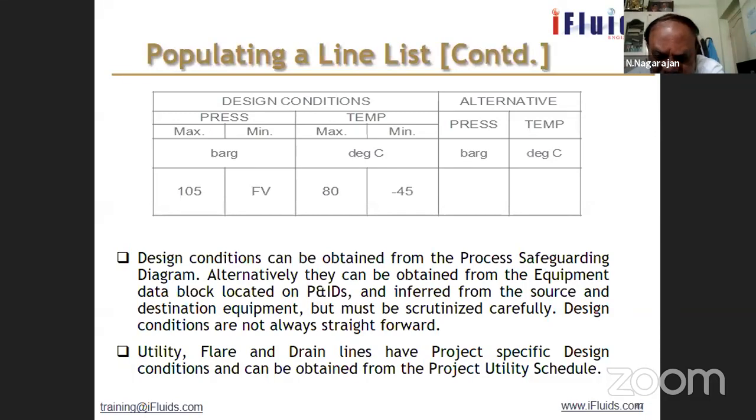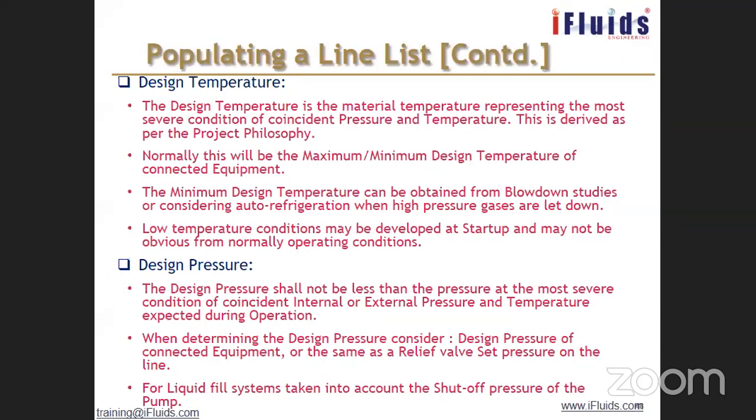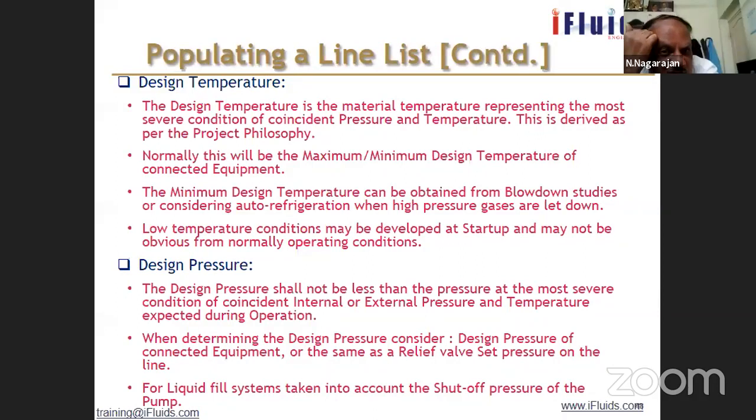Utility, flare and drain lines have project specific design conditions. Design temperature is the material temperature representing the most severe condition. So we see what is the worst condition that can happen in the plant, and that temperature you take as the design temperature. Usually it is 10 to 15 degrees more than the operating temperature. In some cases, when you use steam or hot oil, you have to see what the coincidental pressure and temperature are, and that is the one we have to take. Always the worst, maximum conditions have to be considered. Similarly for the design pressure also.